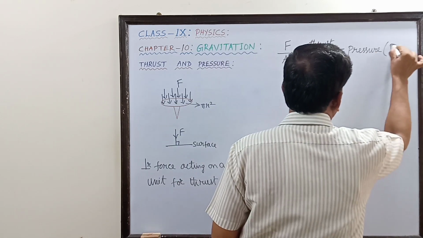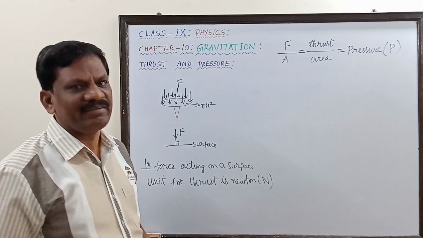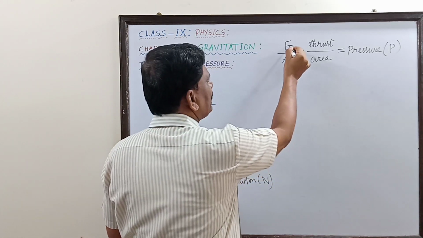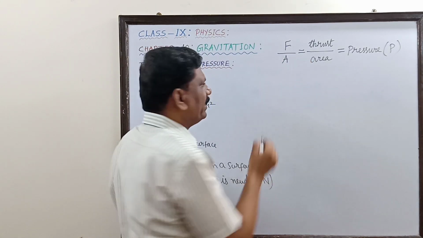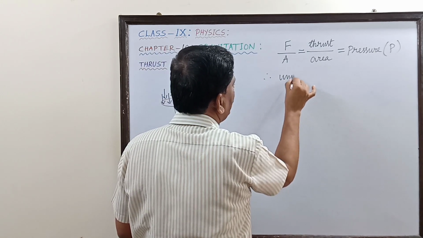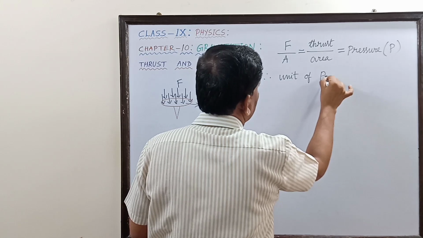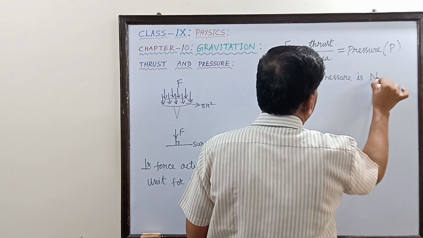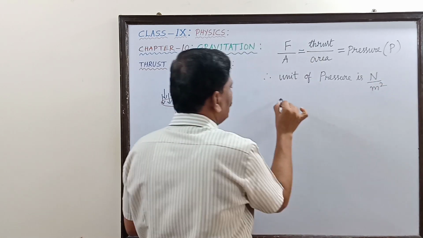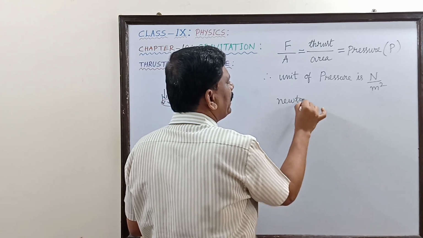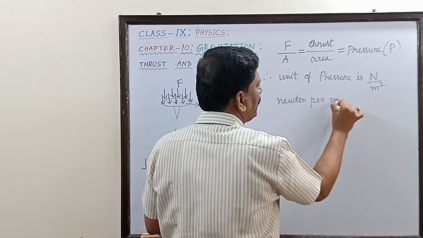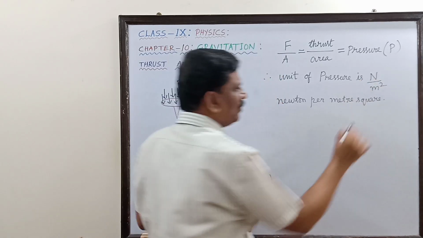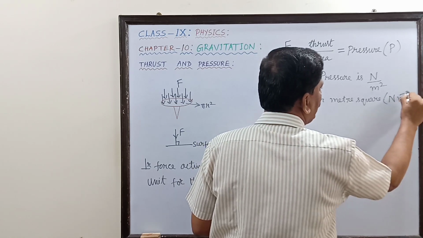So the symbol for pressure is P, and P is equal to F by A is the mathematical expression. Force is in Newton and area is in meter square. Therefore, the SI unit of pressure is Newton per meter square, Newton divided by meter square. How to read this: Newton per square meter or Newton per meter square. You can also write it like this.